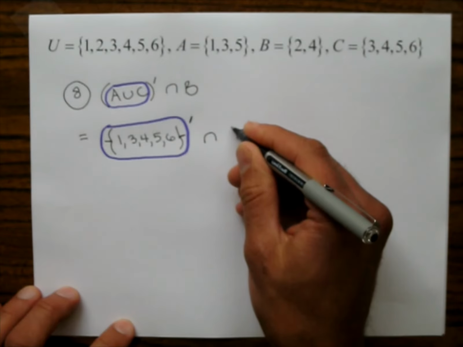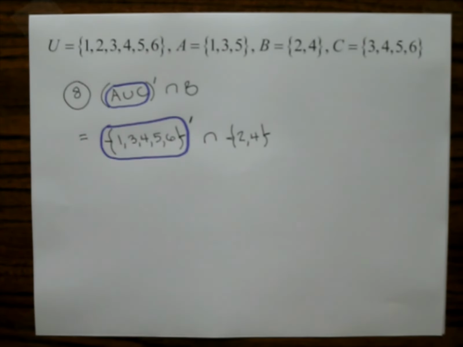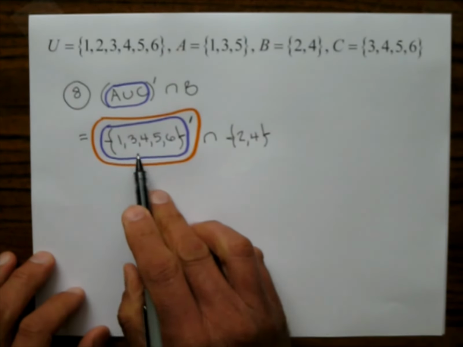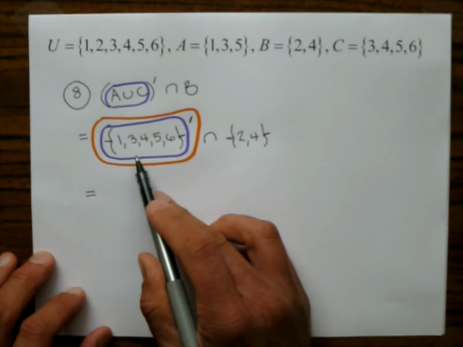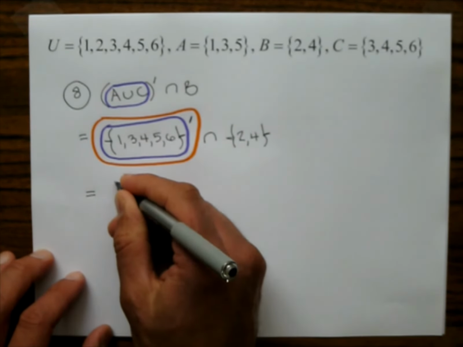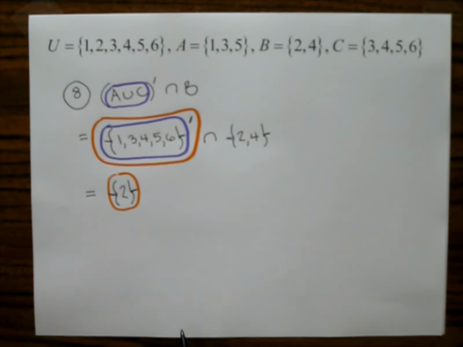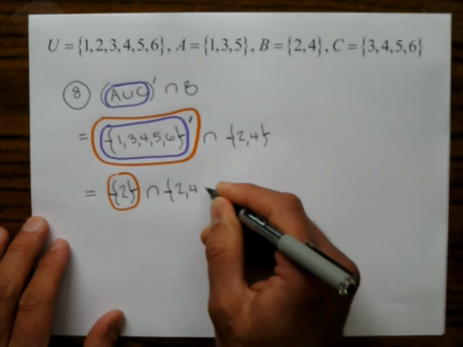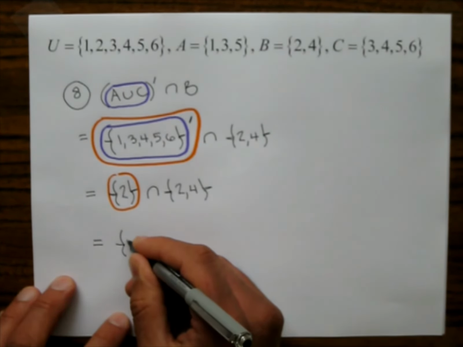Intersect B, which is 2, 4. Okay, the next thing on the pecking order happens to be the complement. It's stronger than the intersection, so that's what I'm going to do right now. The complement of 1, 3, 4, 5, 6 are the numbers that are missing. We look up here to see what's missing, and what seems to be missing is 2. I'm going to circle that in orange. So 2, and we're going to take the intersection of 2 and 2, 4. The intersection being the "and," or the common elements. What are the common elements in both of those sets? There's only one common element. It is 2.